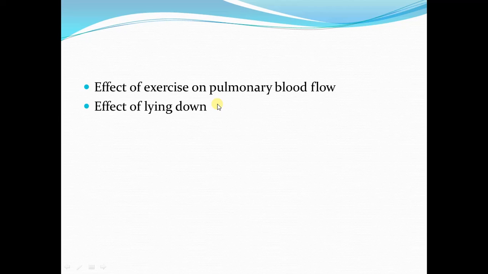So during exercise, a person will have zone 3 blood flow in all parts of the lungs, and this is because during exercise there is increased cardiac output, which results in increased pulmonary blood flow and increased pulmonary pressures, so that they become greater than the alveolar air pressure both during systole and diastole. So zone 3 blood flow is seen during exercise in all parts of the lung.